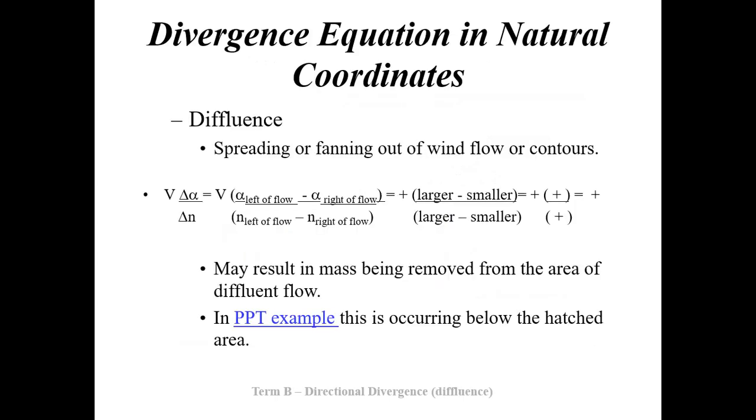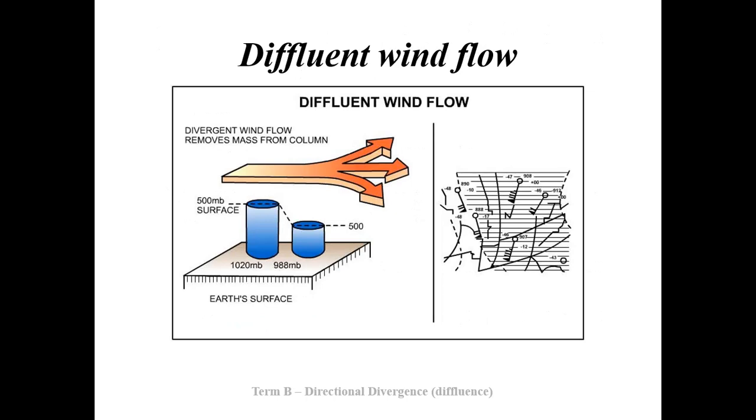If we were to look at these equations with diffluence, just realize one thing on this slide. Diffluence is a spreading or fanning out of wind flow or contours. And yes, that's a big fancy equation there, right? But I just want you to take away the fact that diffluence may result in mass being removed from the area of diffluent flow. Here is an actual example of diffluent wind flow.